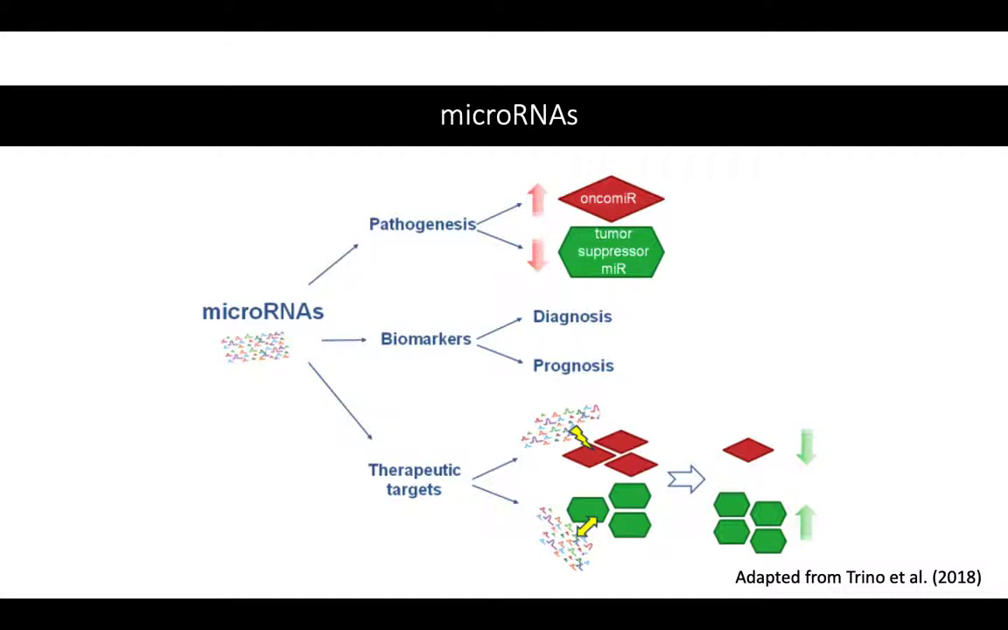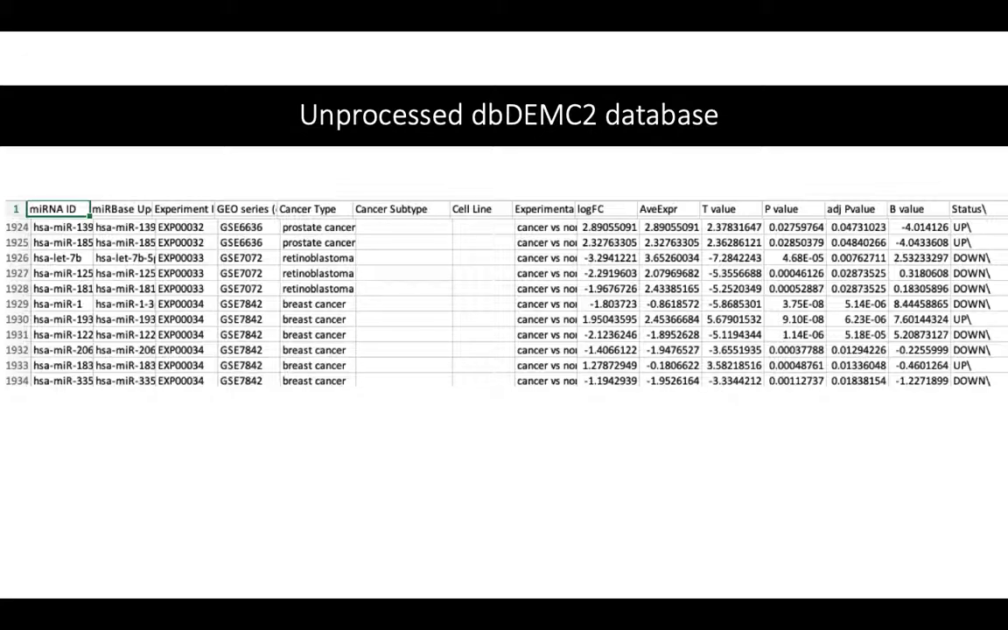MicroRNAs associated with cancer can be upregulated, in which case they are called oncomiRs, or downregulated, in which case they would be a tumor suppressor. For my project, I downloaded the raw DEMC2 database, which is a database of differentially expressed microRNAs in different types of cancers. The log FC value is the most attractive measure of expression for many reasons. For log FC, 0 means no change, a negative value means downregulated, and a positive value means upregulated. One unit of log FC translates to a twofold change in expression.